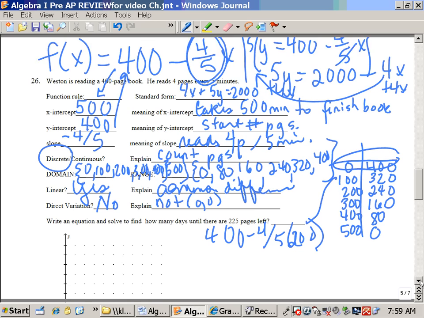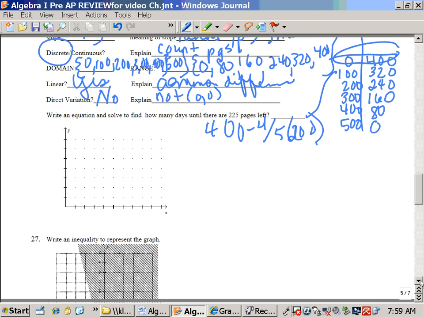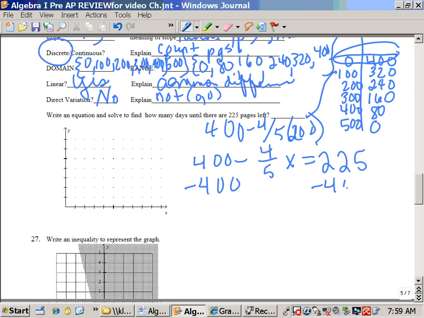Okay, write an equation and solve to find out how many more minutes until 225 pages are left. This is really important, so don't just ignore this one. Okay, so I have to take my formula, 400 minus 4/5 x, and I want it to equal 225. Does that make sense? I just take the 225 and plug it in. So I need to subtract 400 from each side. And that gives me negative 4/5 x equals 175.